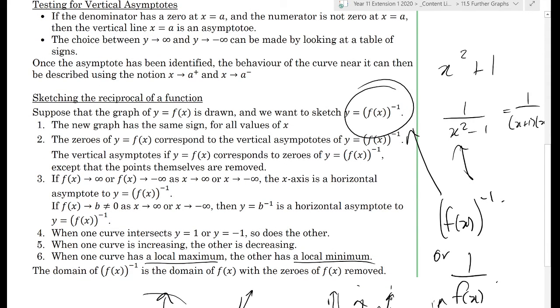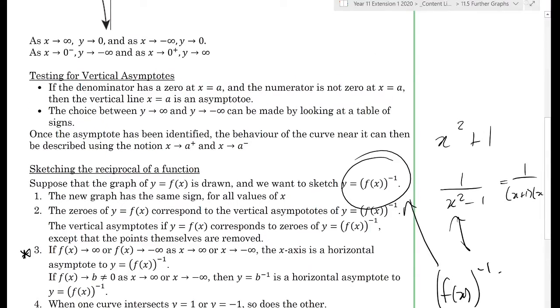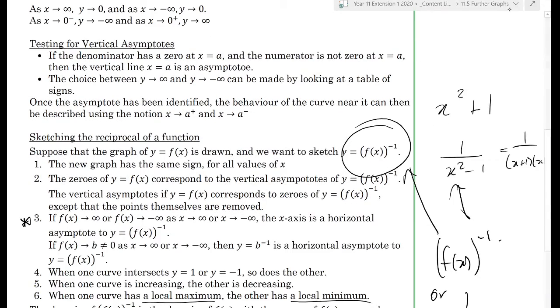So here we go. If f of x goes to infinity or f of x goes to negative infinity as x goes to infinity or negative infinity, then the x-axis is a horizontal asymptote to y of f of x. This is my main one I'm looking at. The way that we're going to check that is we're going to look and see what happens as we put in big numbers.